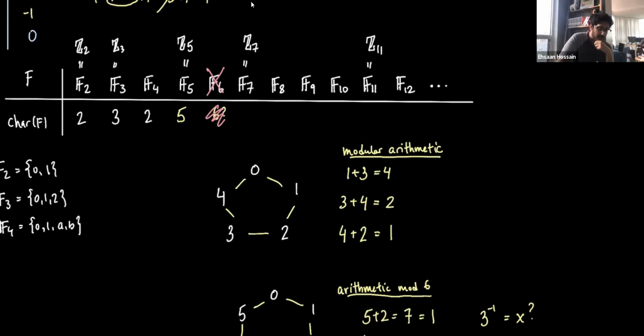But there is a field of 4 elements, and there is a field of 8 elements, but there's no field of 6 elements. What's going on there? This is what's weird. Some fields are Z mod a number. Some fields exist, but they're not Z mod something. What do you think the characteristic of F7 is?